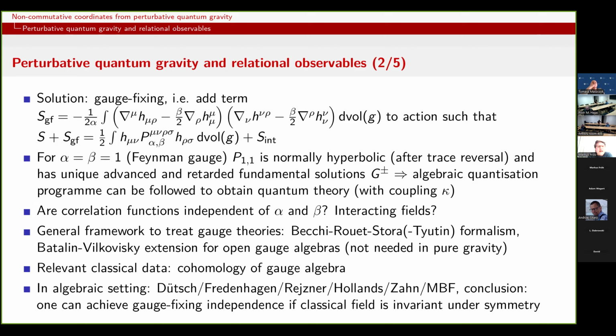So what one has to do is add a term to the action, which depends on some parameters. So in this case, the parameter alpha and the parameter beta, and which is such that the sum of the action previously and this extra term gives an operator P alpha beta that has nice properties. So, for example, if one takes alpha equal to beta equal to 1, what people name in honor of Feynman, the operator P11 is a normally hyperbolic operator. One has to do an operation called trace reversal, but that's just something very easy. And this P11 has unique advanced and retarded fundamental solutions. So that means that the program that I told you in the beginning, this algebraic quantization program, can be followed exactly step after step to obtain the quantum theory with kappa as the formal coupling parameter.